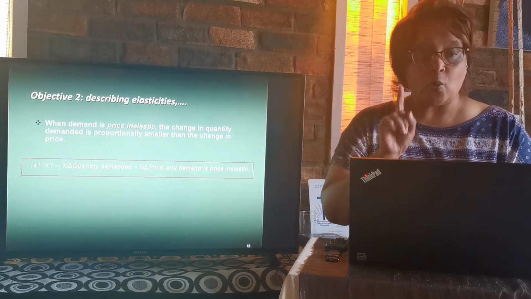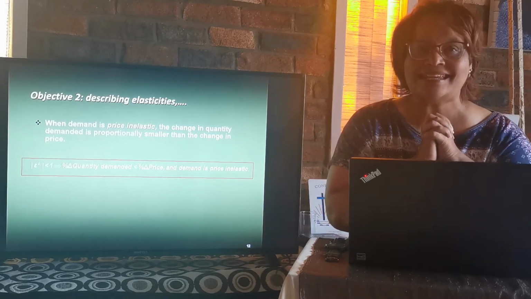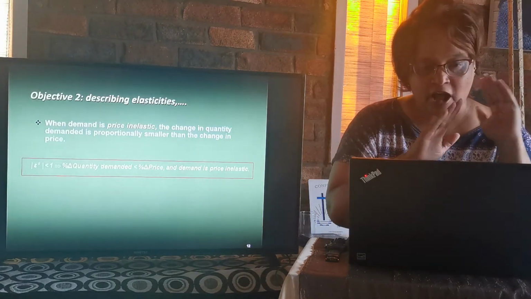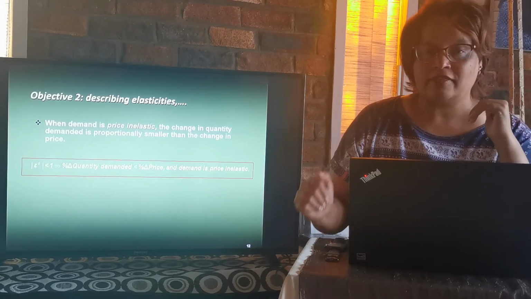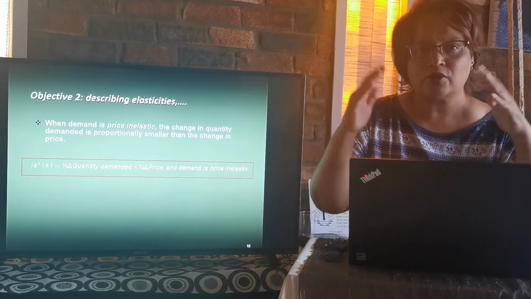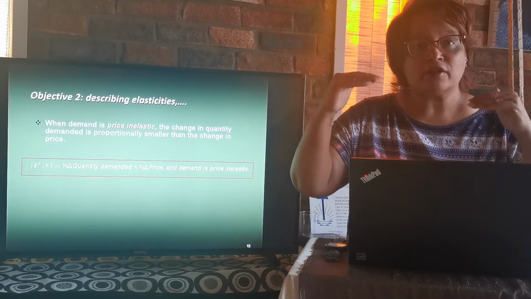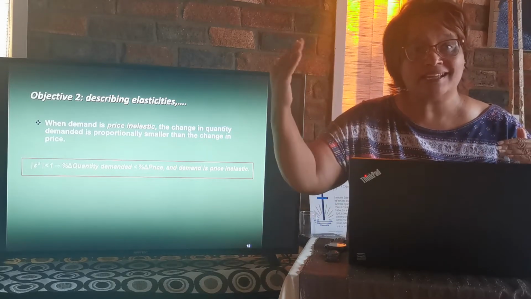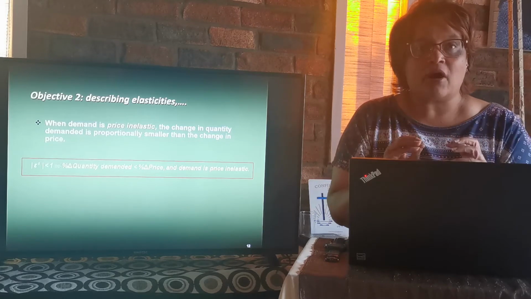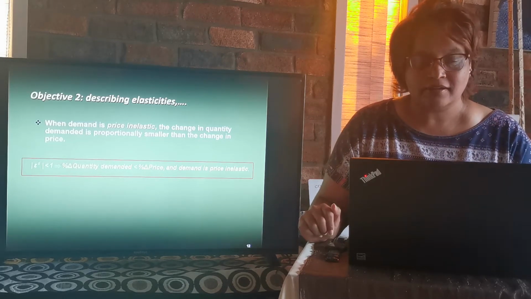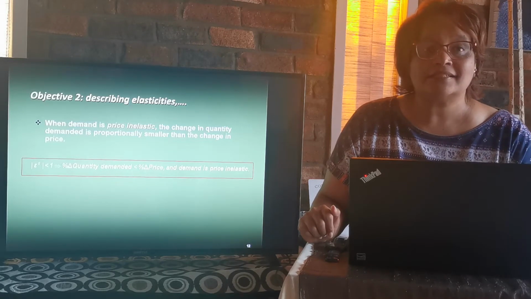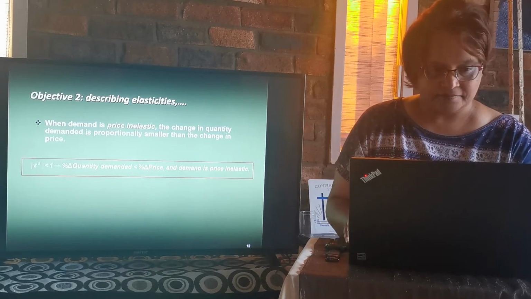Number 2, when demand is price inelastic, meaning now the change in quantity demanded is proportionally smaller than the change in price. So whichever way the price goes, whether it's increasing or decreasing, the demand will be smaller than whatever the price is doing. So we say then the price is inelastic.